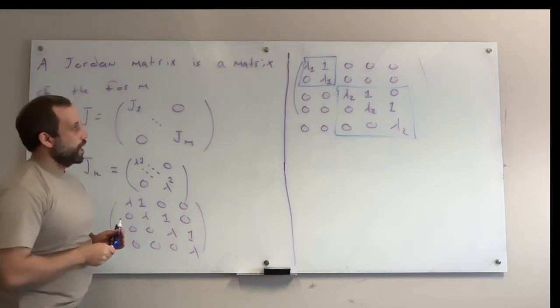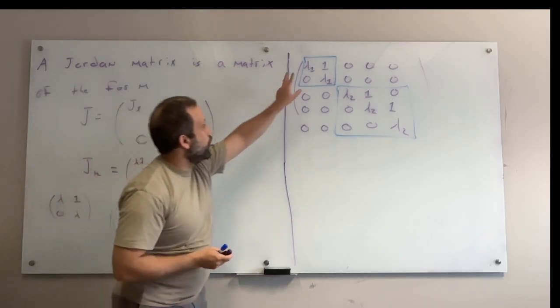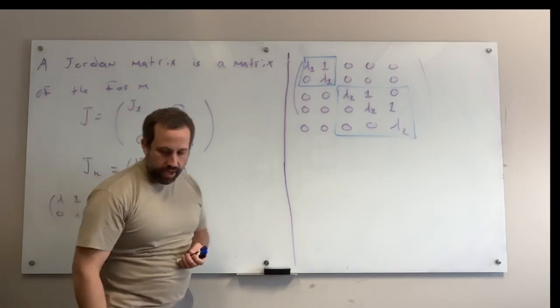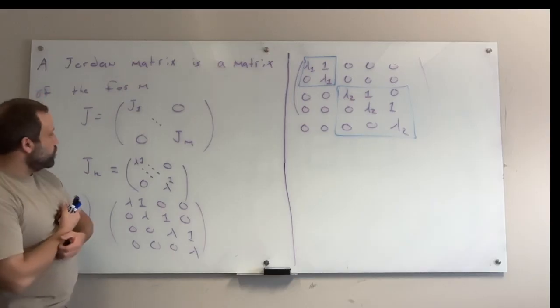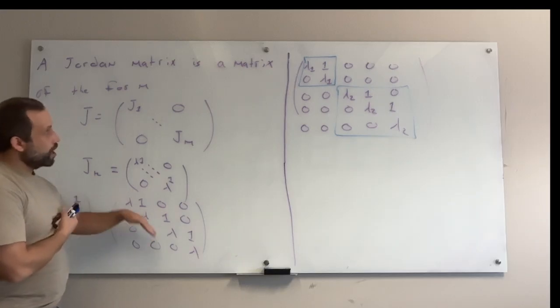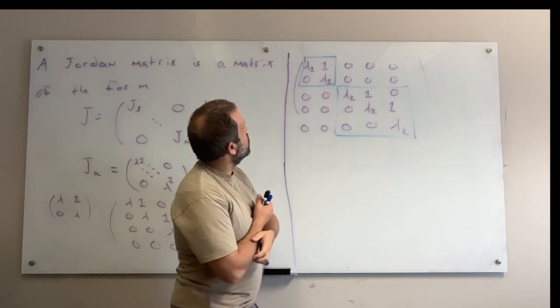And those lambdas could be equal to each other, like the lambda 1 could be equal to lambda 2, or they could be distinct. It depends on properties of the matrix. Okay, and so notice that for each Jordan block, the super diagonal is going to be 1. So here, the super diagonal is 1, and here the super diagonal is 1.